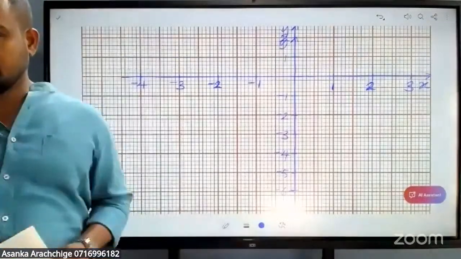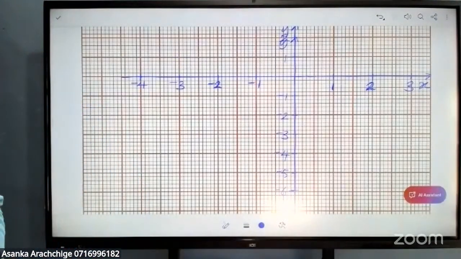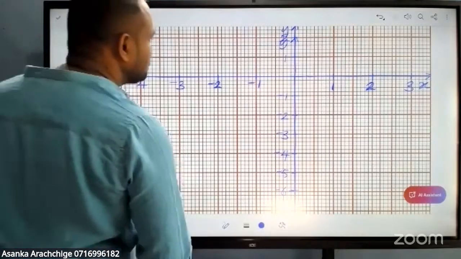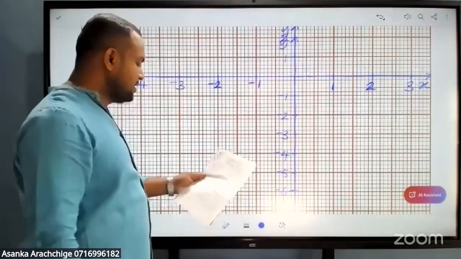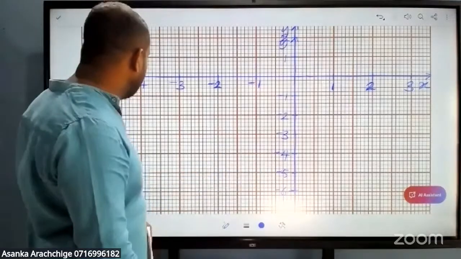Online students, are they clear or not? Clear, sir. Right. Then the first point, -4, -7.